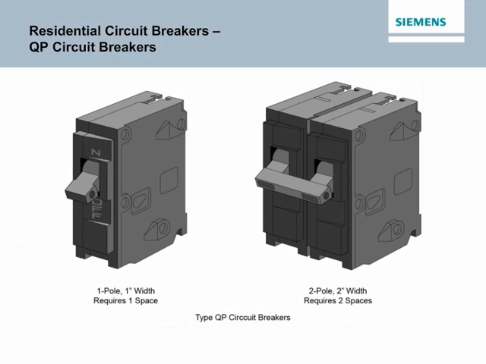All type QP circuit breakers have 10 kA interrupting rating. However, Siemens also offers type QPH circuit breakers with a 22 kA interrupting rating and type HQP circuit breakers with a 65 kA interrupting rating.